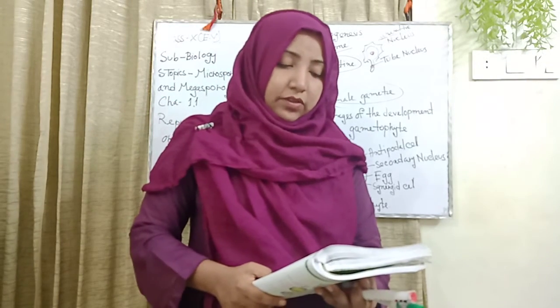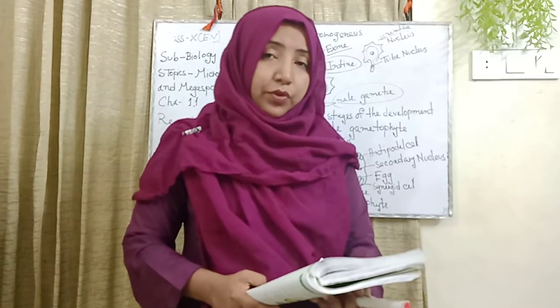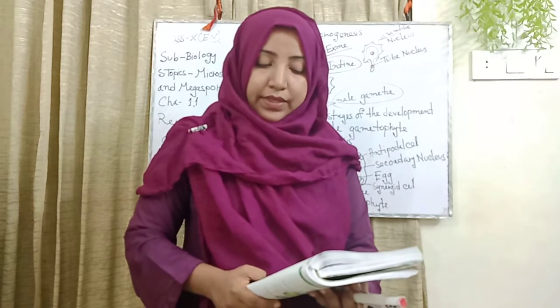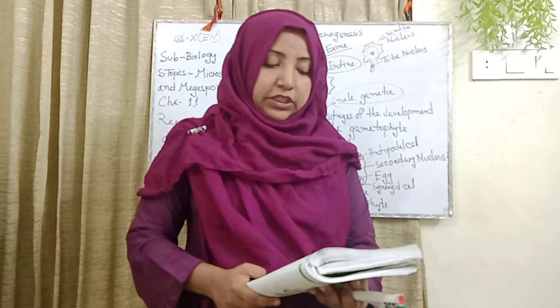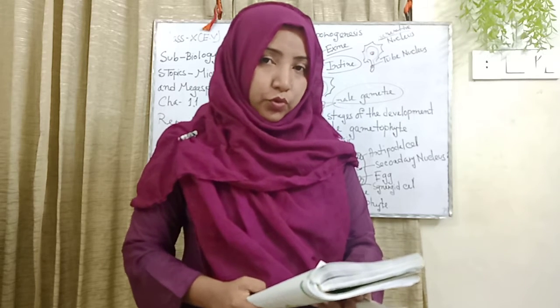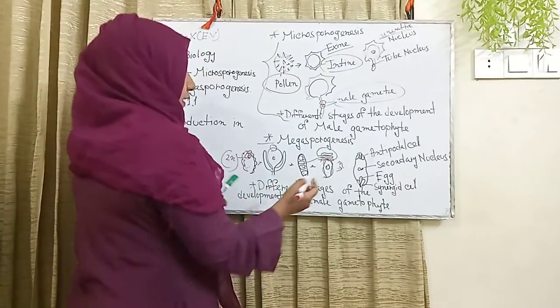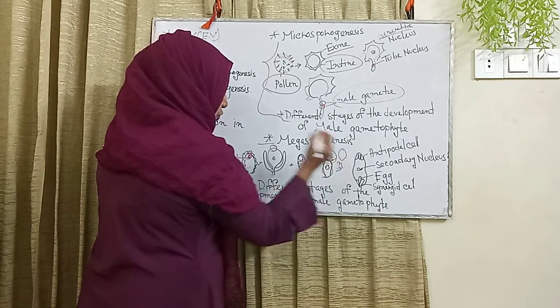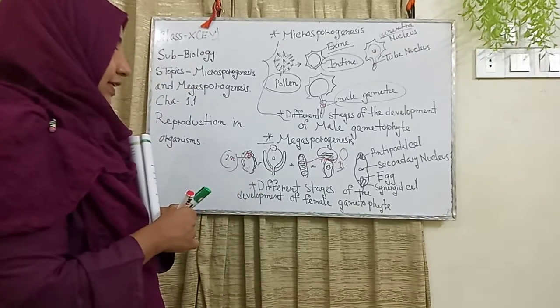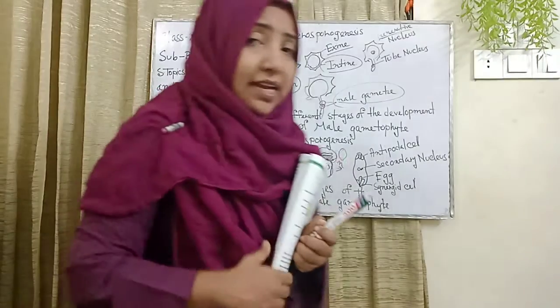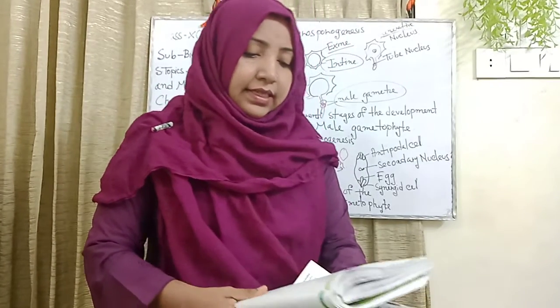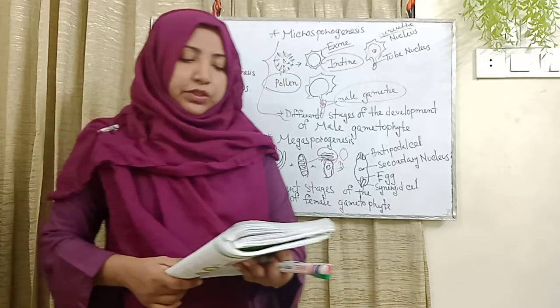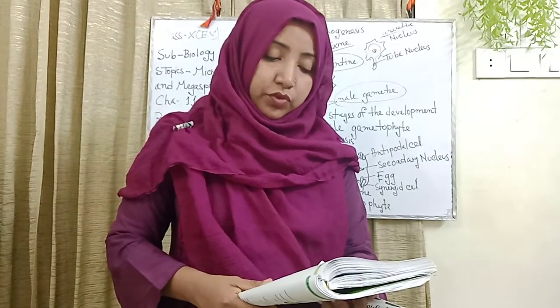The nucleus divides and produces two nuclei. These two nuclei take positions at two opposite poles. Here the first structure is one cell, and the another structure is two cells. And in the last stage there are basically 8 cells.